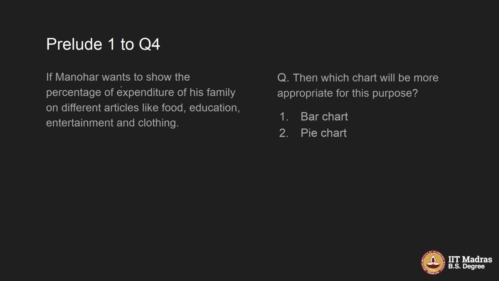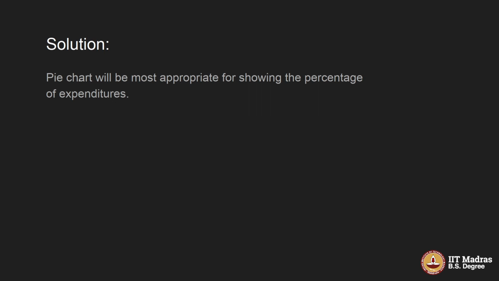Next question. If Manohar wants to show the percentage of expenditure of his family on different articles like food, education, entertainment, and clothing, which chart would be appropriate? It would be the pie chart. As in the earlier statement, we saw that to show the share or proportion of any category, we choose the pie chart. So here is the solution. Pie chart will be the most appropriate for showing the percentage of expenditure.